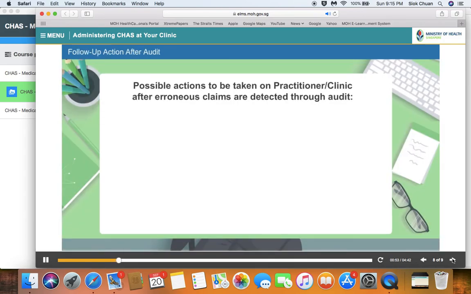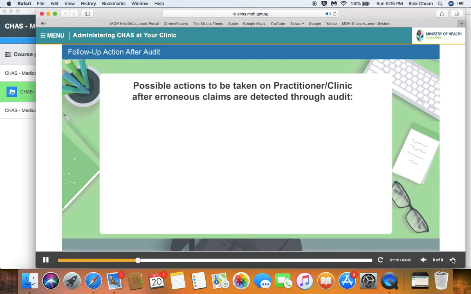Besides the recovery of claims, as MOH takes non-compliant claims very seriously, if there are any errors found during the audit of your CHAS claims, there will be follow-up actions taken against you or your clinic, depending on the severity and frequency of non-compliant claims made.